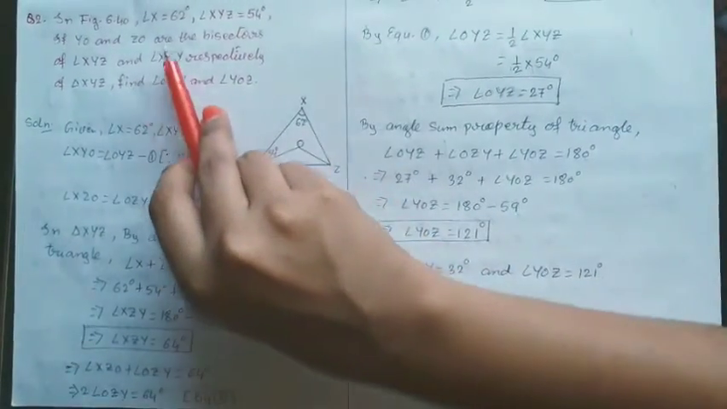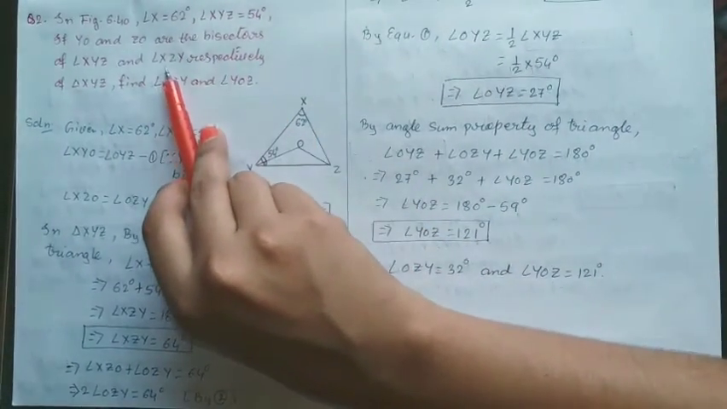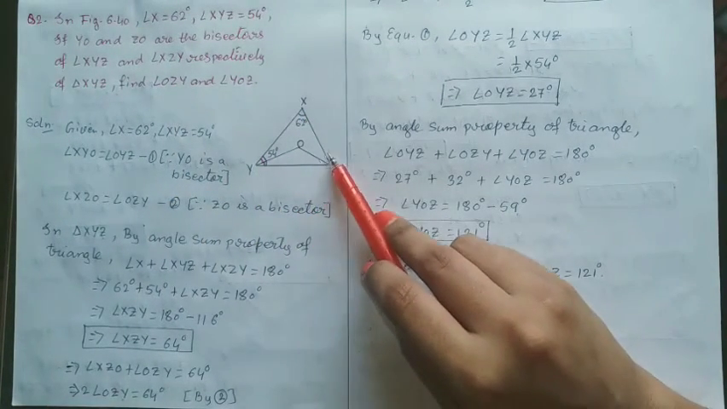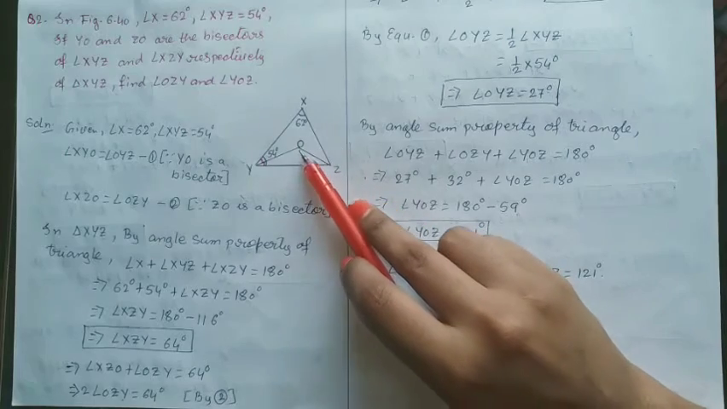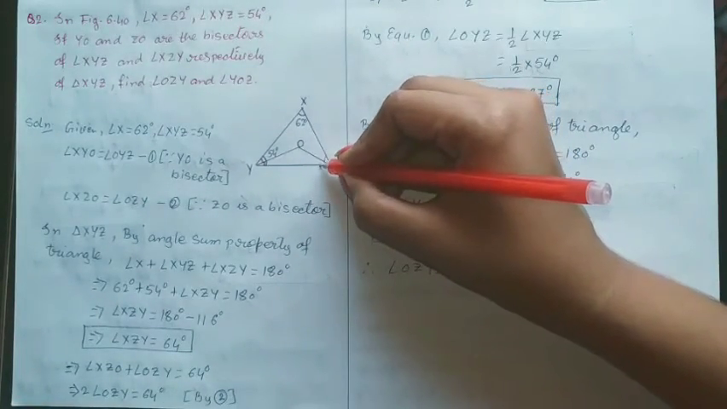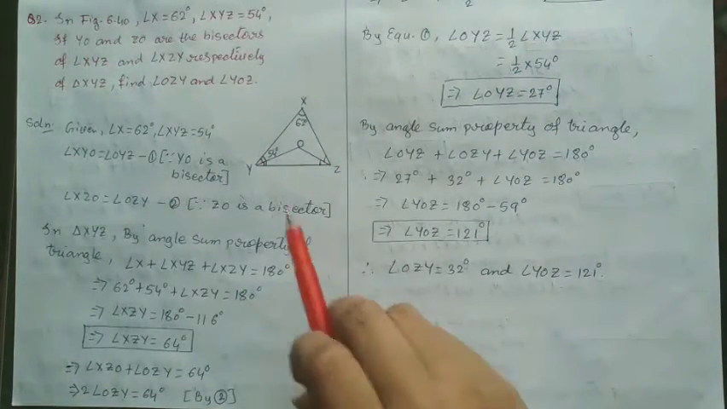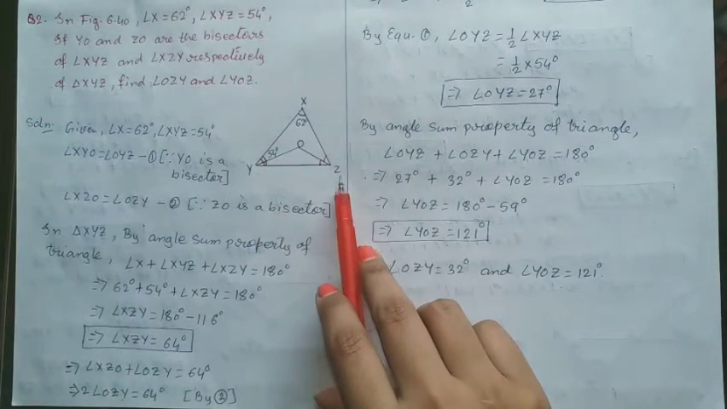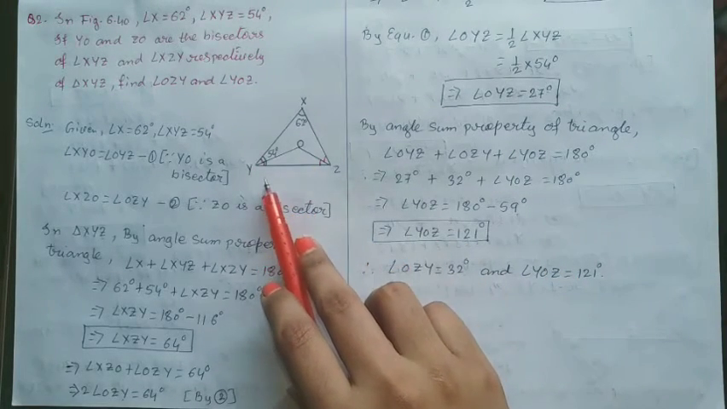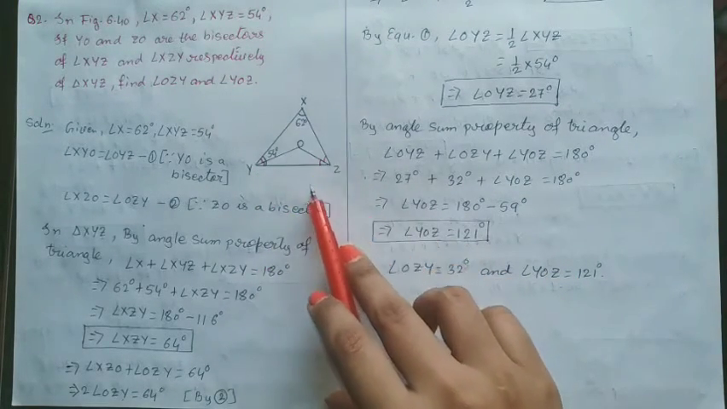Similarly, ZO is the bisector of angle XZY. So here there is the angle created. Now ZO is bisecting this particular angle, and here we are getting two equal angles. Angle Y and angle Z here are not equal. They are different. But YO is bisecting this one and ZO is bisecting this one.